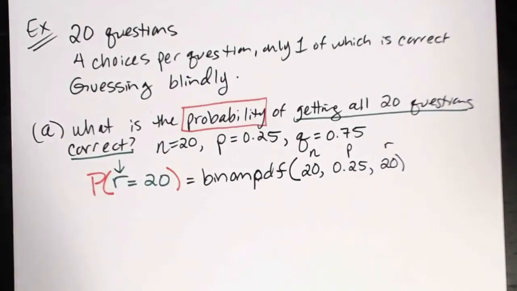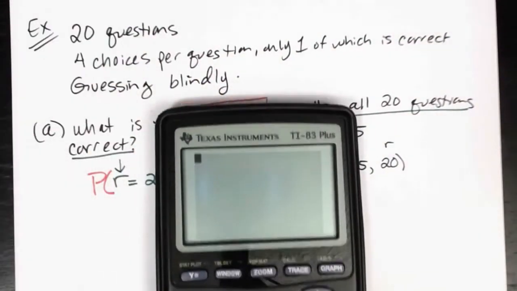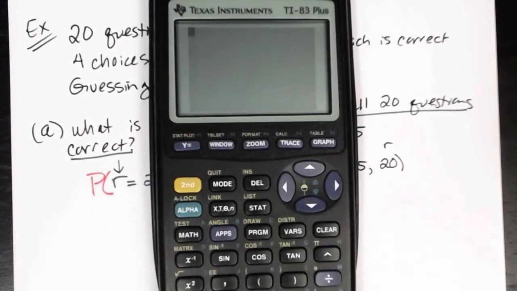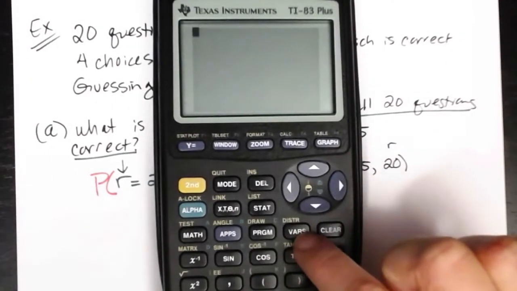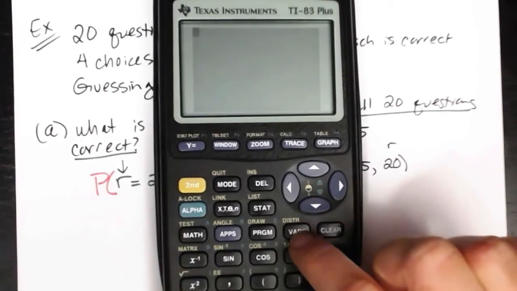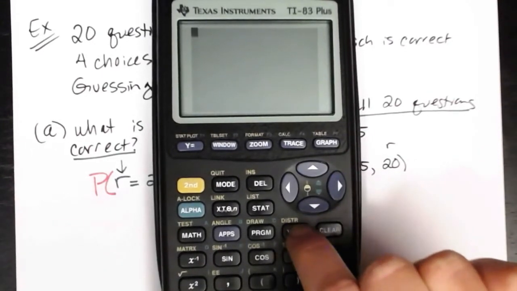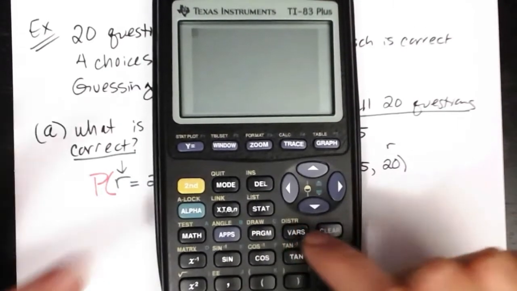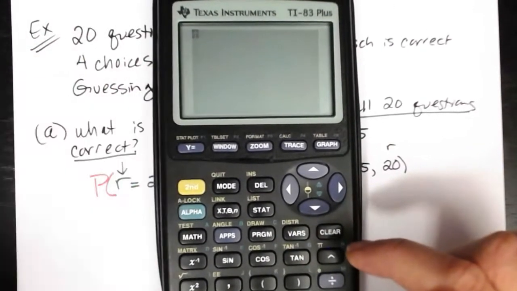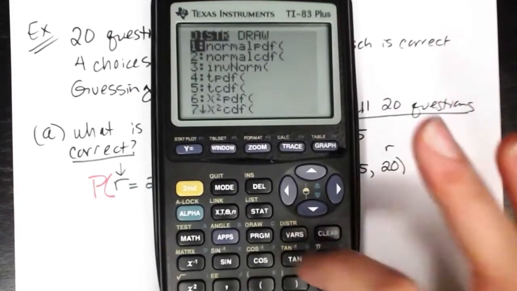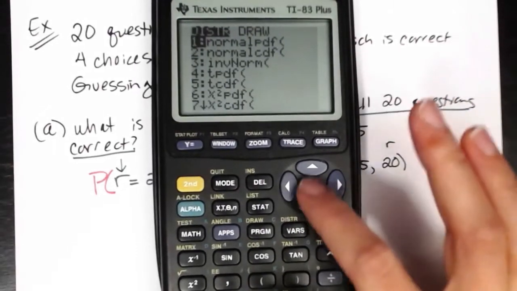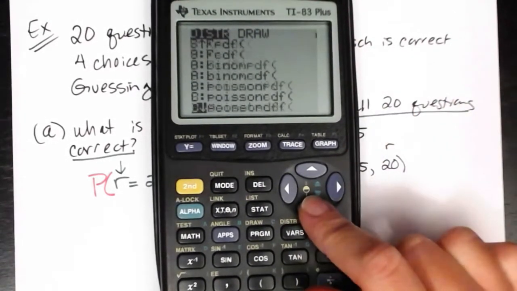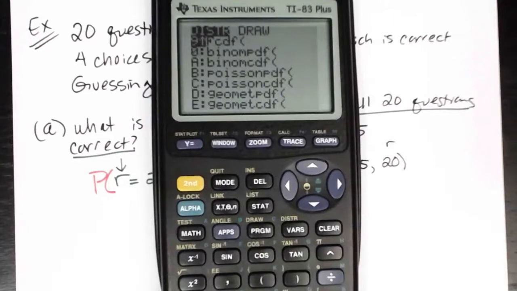Now in your calculator, this calculator is running the old operating system. If you have the new operating system, it'll be slightly different. But you want to go into, see this button here, VARS, and it has DISTR above it, D-I-S-T-R. That's your distributions menu. So we will press second and then VARS, and that'll take us into this distributions menu. And what you're looking for is going to be way towards the bottom of the distributions menu.